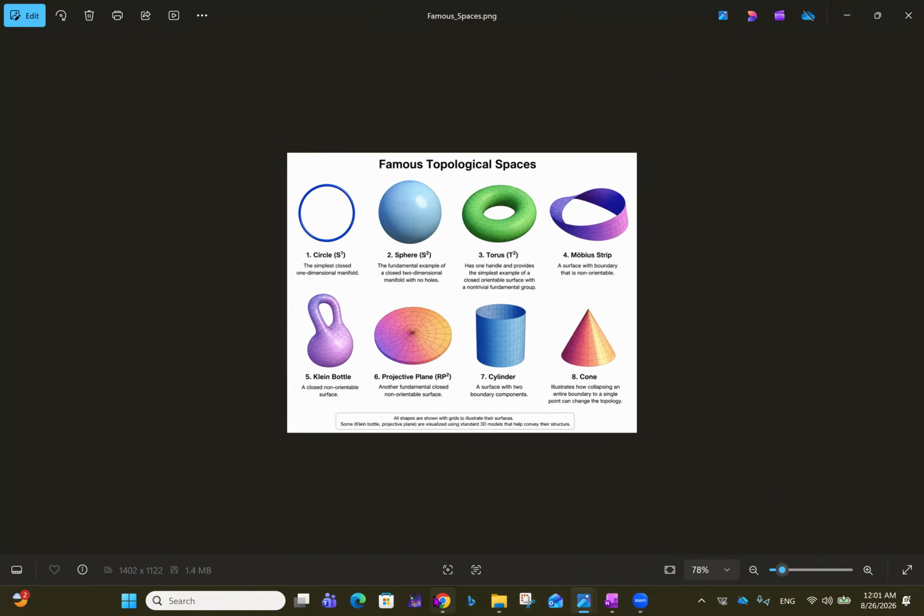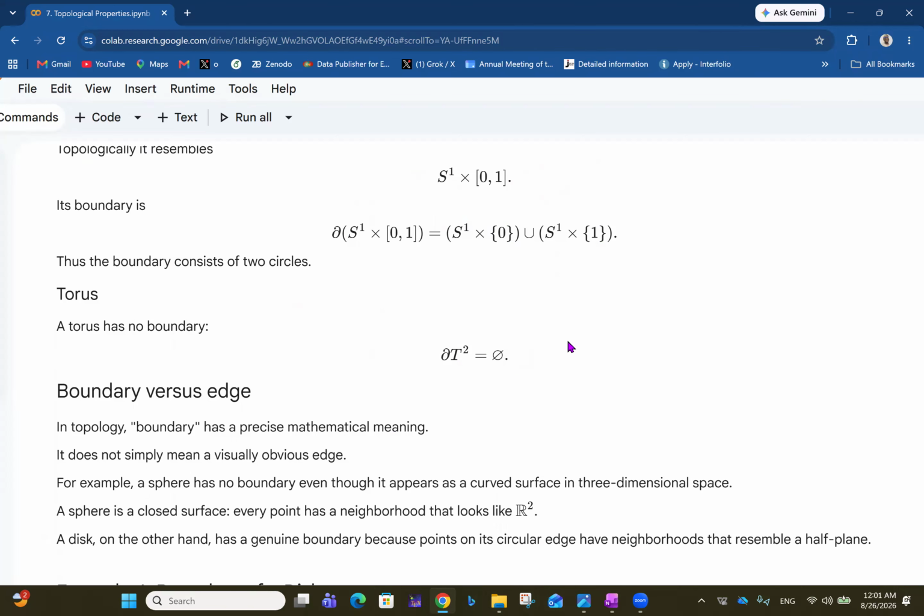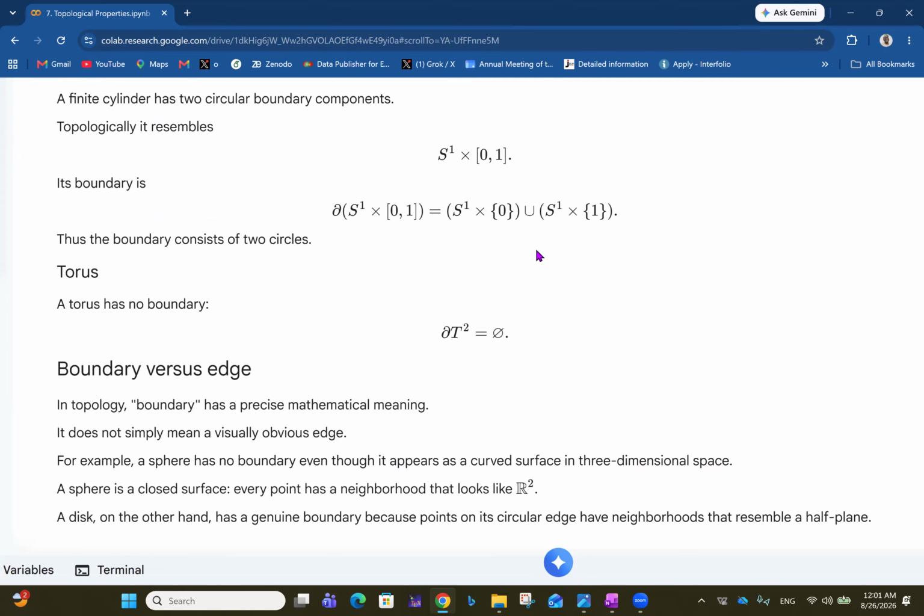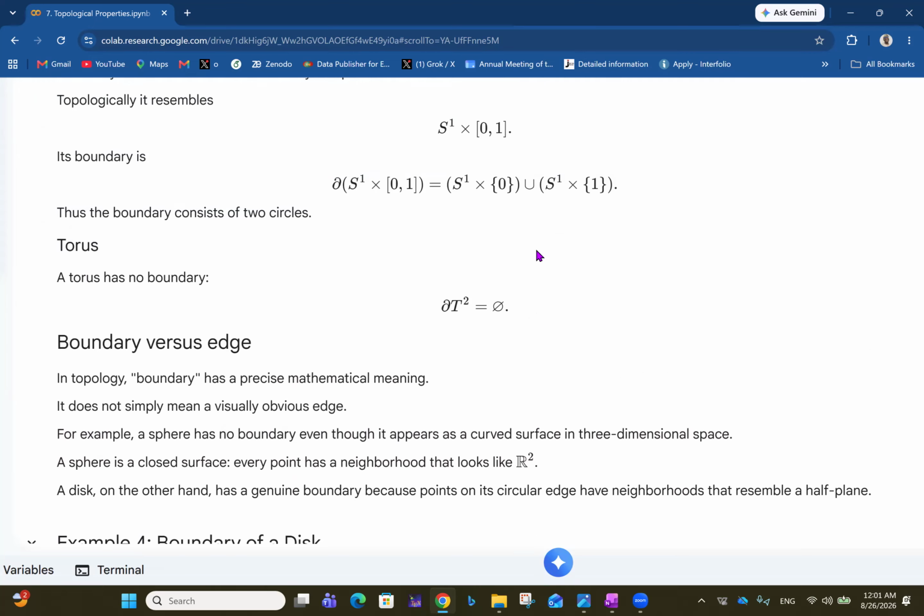So we go on. With that, for the torus, a torus has no boundary, just like the sphere. So the boundary of T2 is also empty, like the boundary of a sphere is empty. Let's talk about the boundary versus edge now.